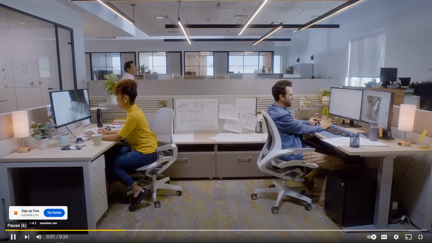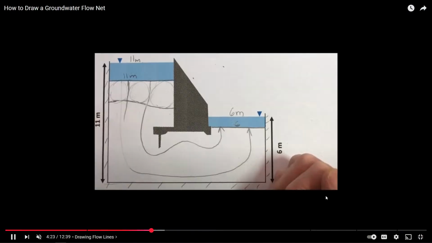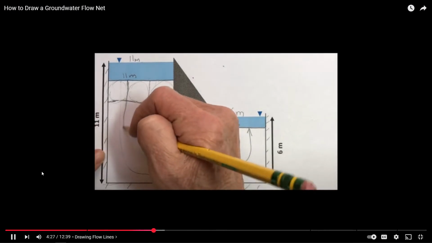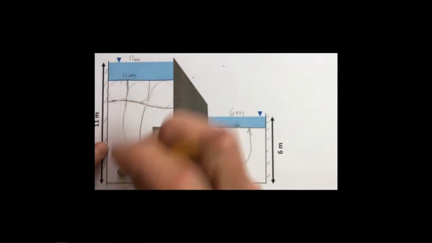Let me continue to put equal potential lines in here.